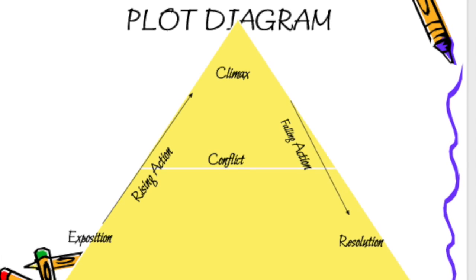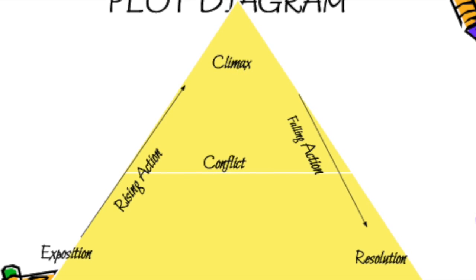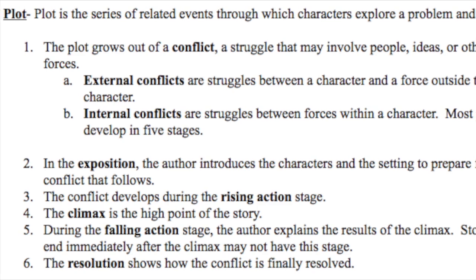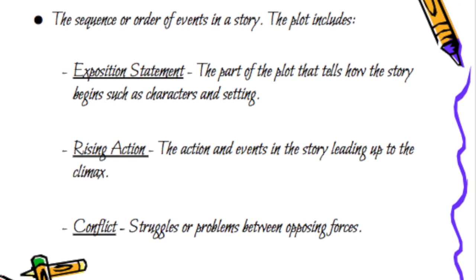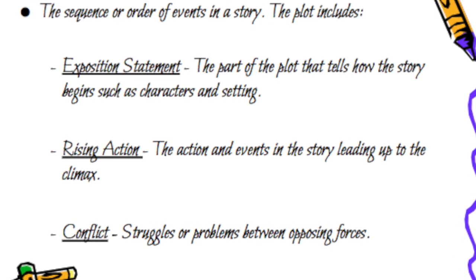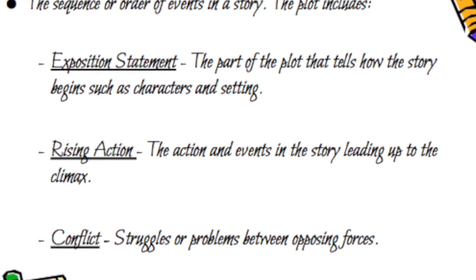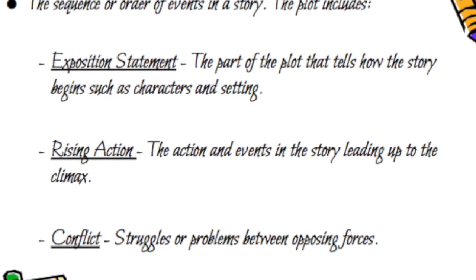Now going back to that plot diagram, we're now going to talk about all the parts of the plot. A plot is a series of events. The exposition statement is the part of the plot that tells how the story begins, such as the characters and setting. We have already previously discussed characters and setting. The rising action are the action and events that lead up to the climax, which is the most intense part of a story. And the conflict are the struggles or problems between opposing forces.